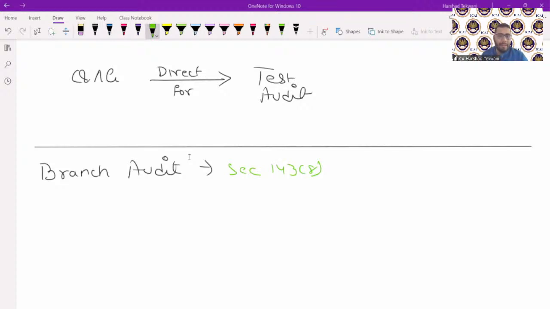So where a company has a branch office, the accounts of that branch office are required to be audited either by the auditor appointed for the company, that is the company's auditor, or any other person qualified for appointment as an auditor of the company under this Act, under section 139 that we saw. So that should be audited by either the company auditor or any other person qualified to be appointed as an auditor.